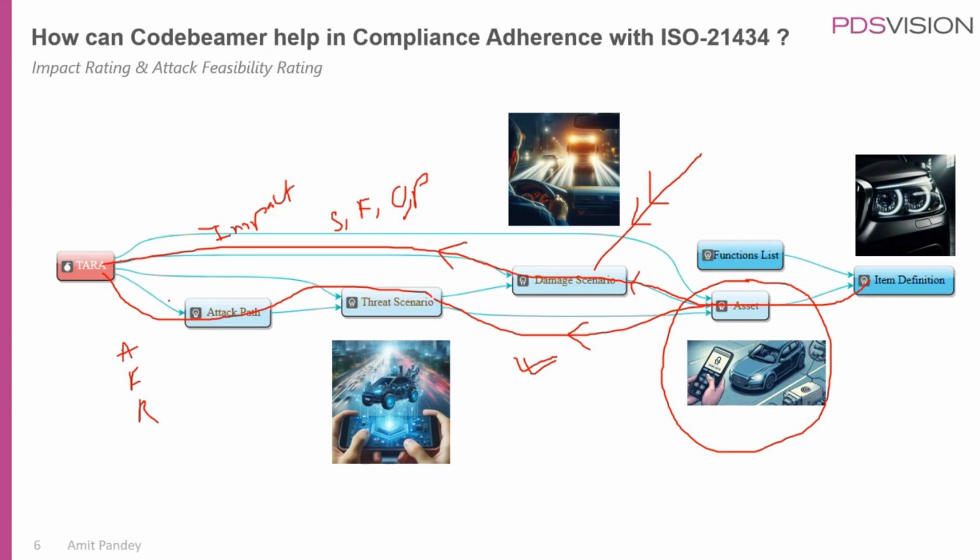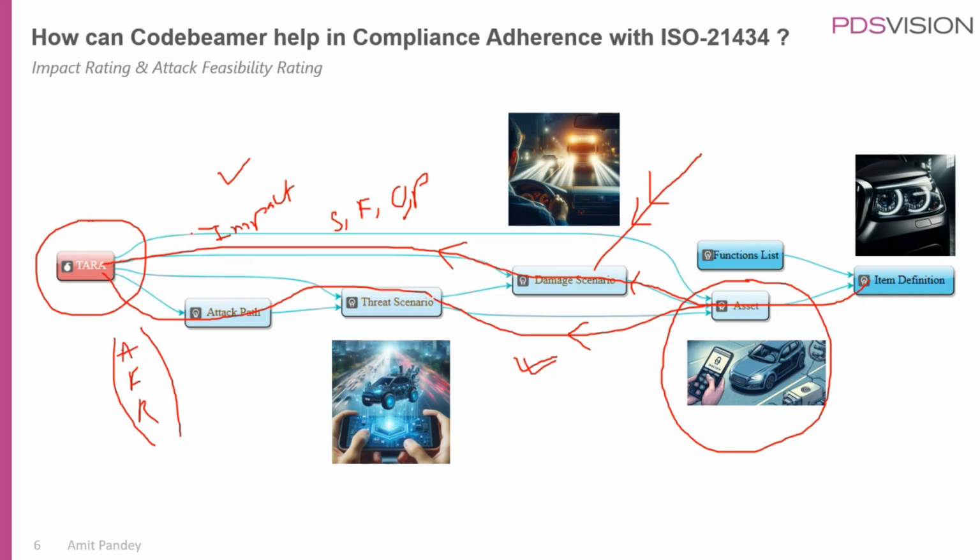Now, one is the damage scenario, the other is the possible threats and the way the hacker can attack it. With these two points, you do your risk assessment. That means you have the impact rating from your damage scenarios, and you have this attack feasibility rating from the threat analysis.